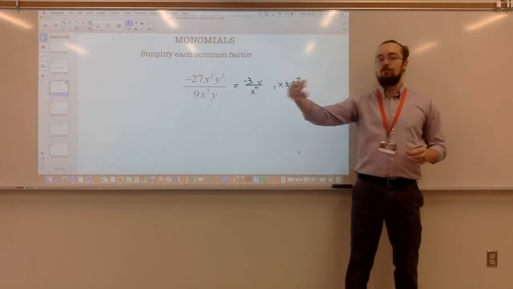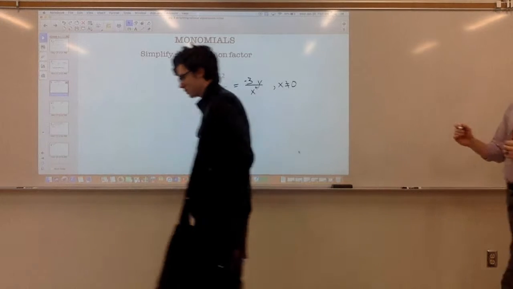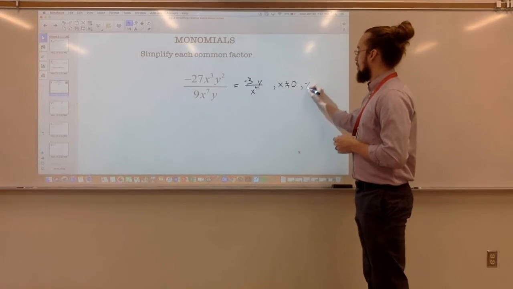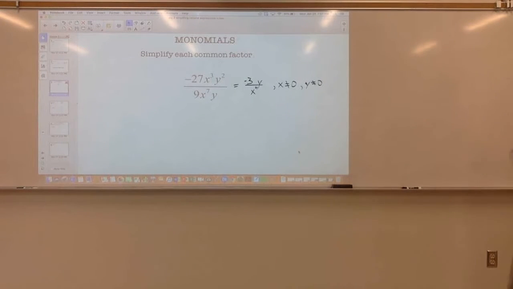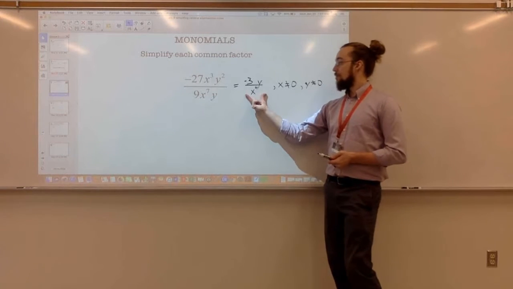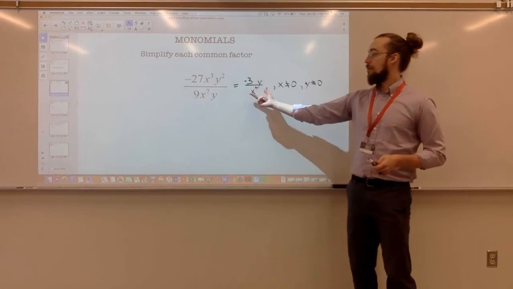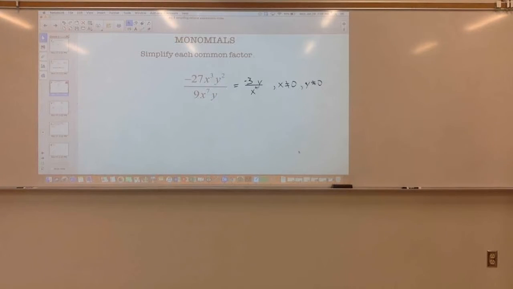What about y? What value for y would make the denominator equal 0? Also 0. Okay. So we would also say y cannot equal 0. So here's my simplified rational expression. And then my restrictions, we would say x can't equal 0 and y can't equal 0. Okay so far?